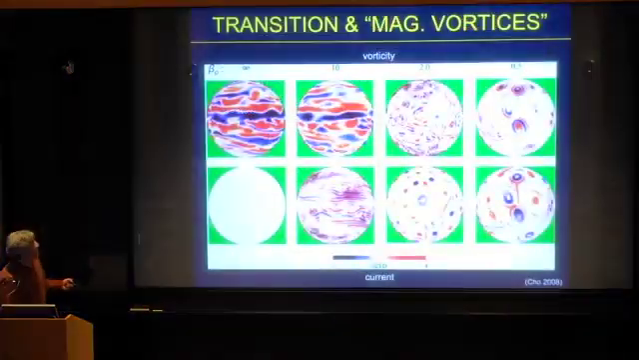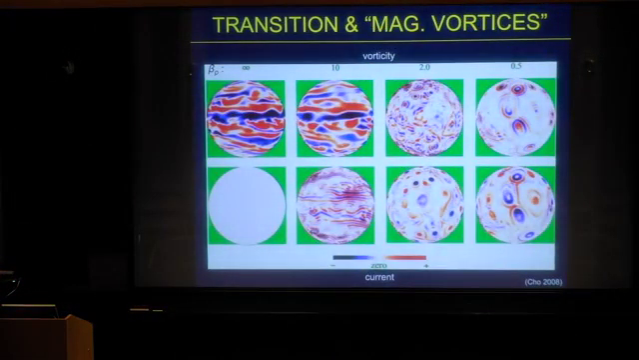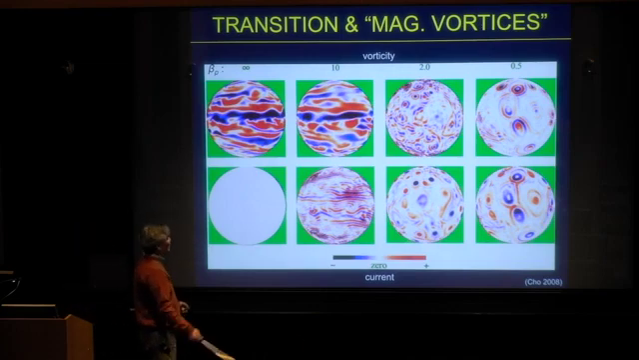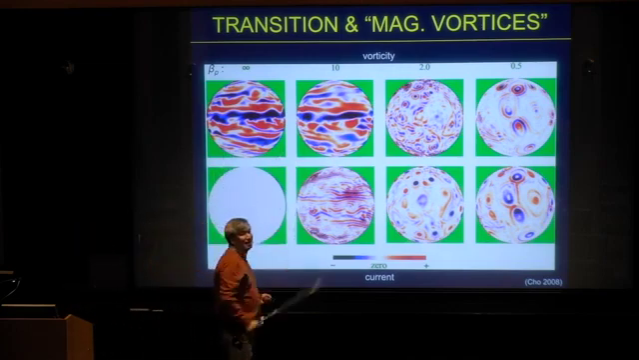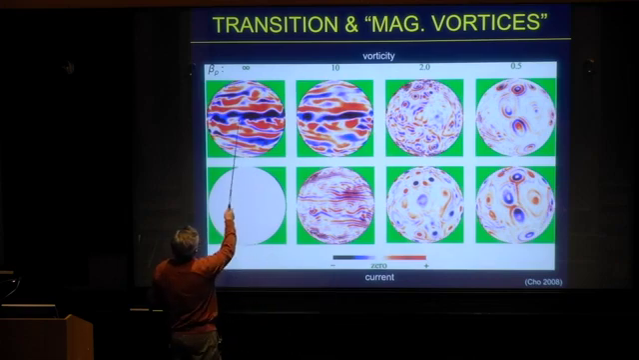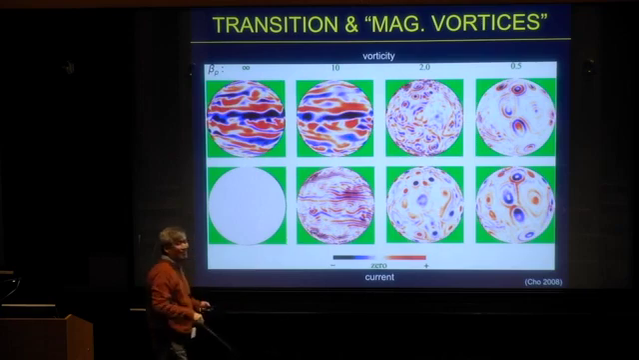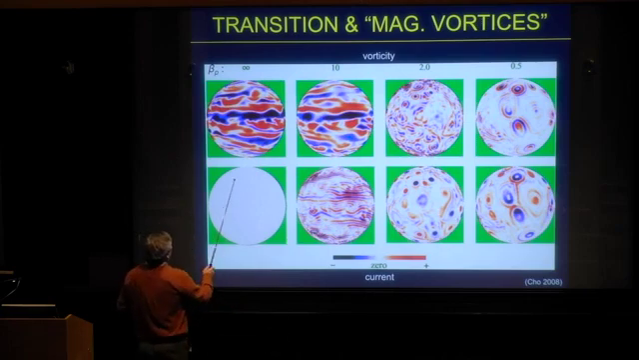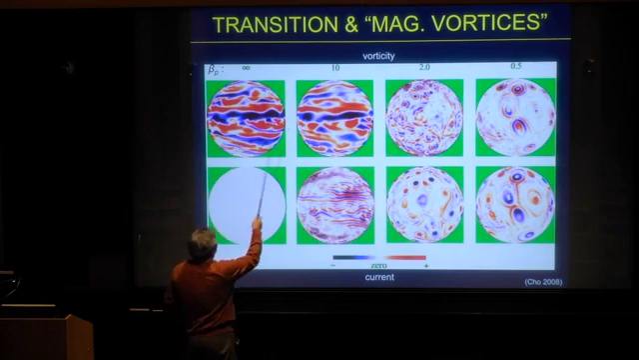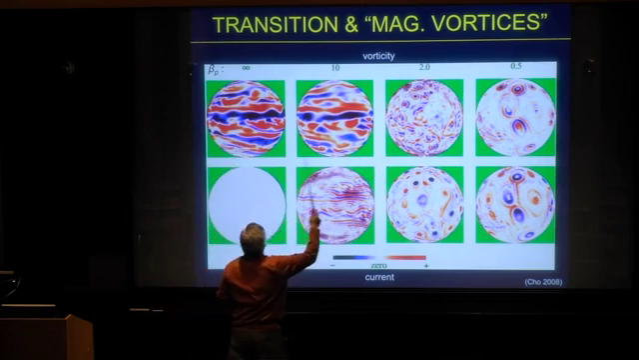I know I'm out of time, so I'll just make my last point and then I guess I'll take questions. So this is simply a series of runs. Everything is exactly the same. The only thing that's changed is the amount of initial magnetic field you include. The top is the vorticity, and the bottom is the current, that's the curl of the magnetic field. And you're increasing the magnetic field as you go to the right.